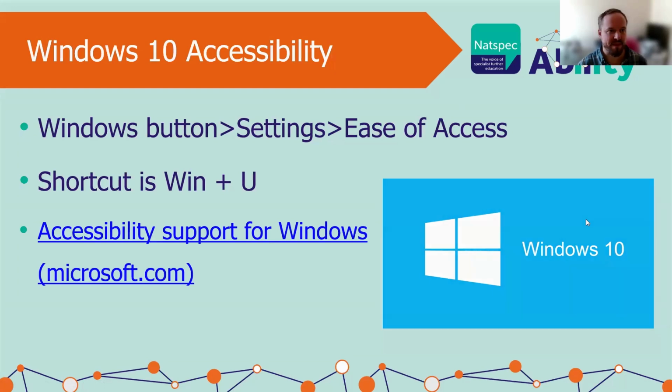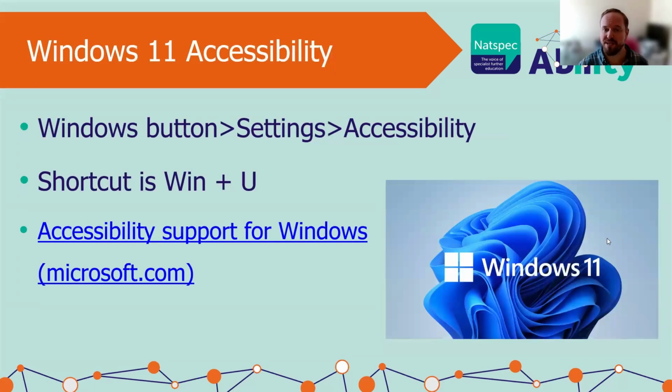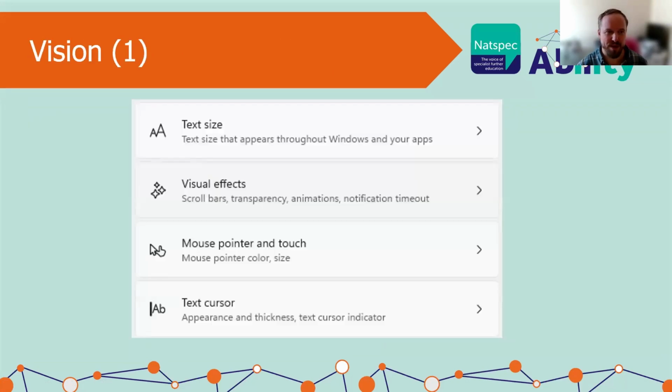For Windows 11, very much the same thing, but it's called something different. So again, we're hitting Windows button, we're going settings, and this time it's just called accessibility. Same again with the Windows U as a shortcut button. So what are the accessibility options? Well, they've split them into different sections.